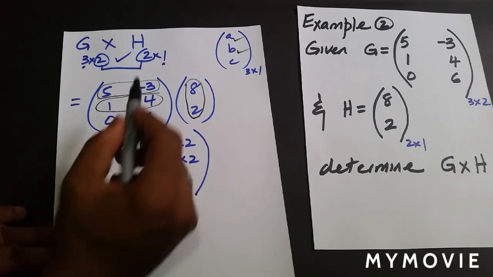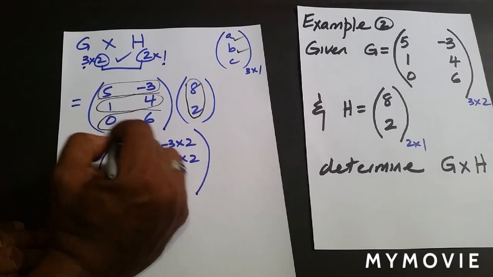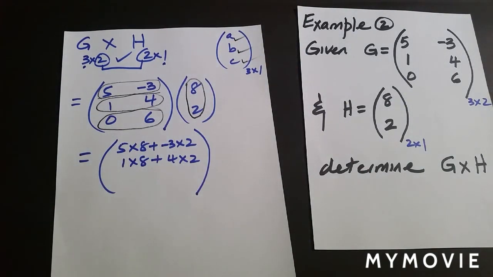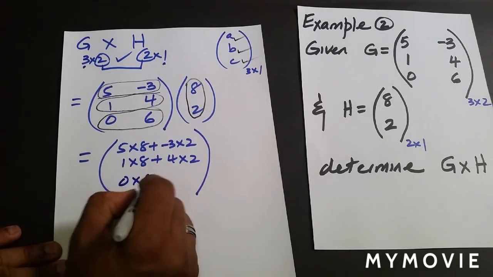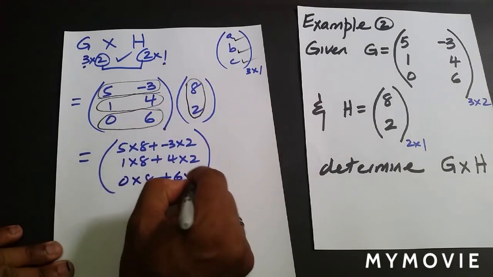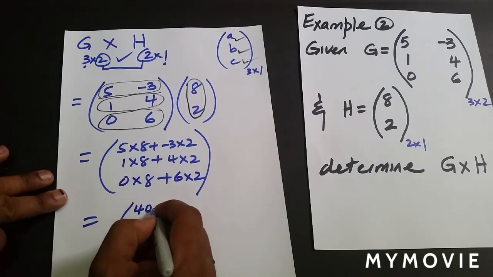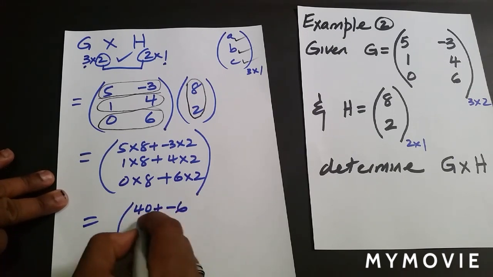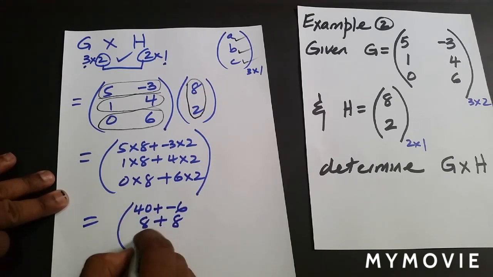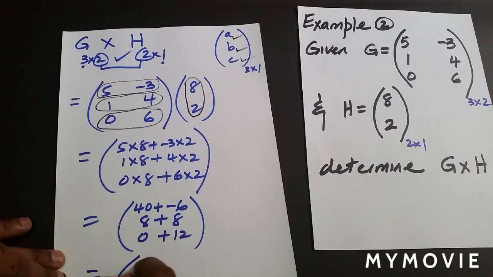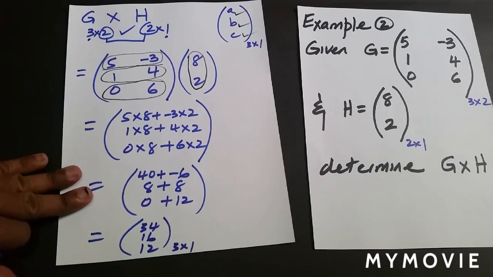Again, there are no more columns, so we can use this row again. So we go here and start the process all over again to give us element C. So this would be 0 times 8 plus 6 times 2. So what we'll have is 40 plus -6, 8 plus 8, 0 plus 12. For your final answer of 40 minus 6 is 34, 8 plus 8 is 16, and 0 plus 12 is 12, which is obviously a 3 by 1 matrix, which looks like that one up there.